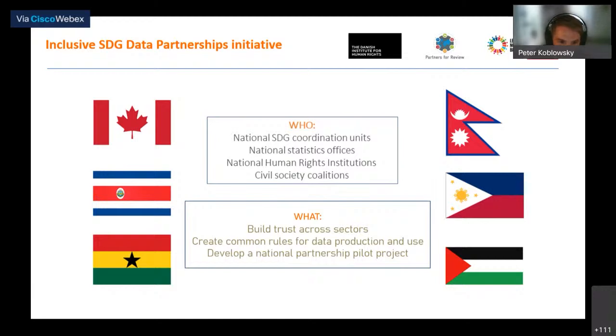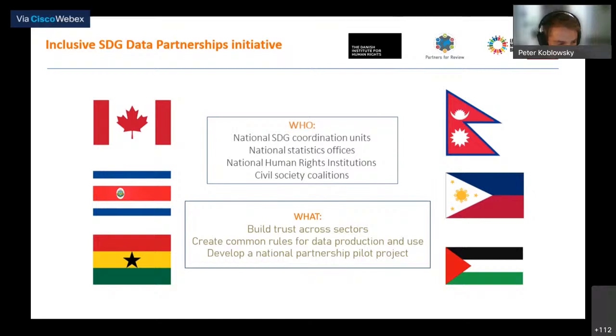The Danish Institute for Human Rights is a national human rights institution, and they are a leading figure in terms of relating the human rights framework to the SDG framework, also on the data level. And they are advocating for the use of human rights data also in the SDG monitoring context.